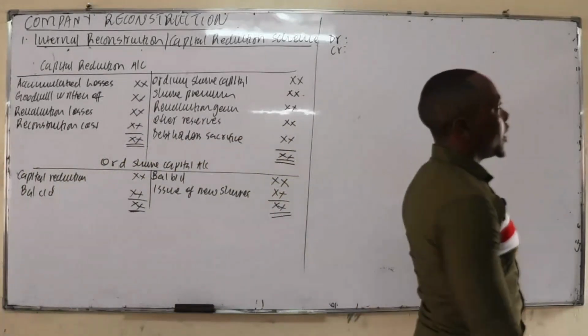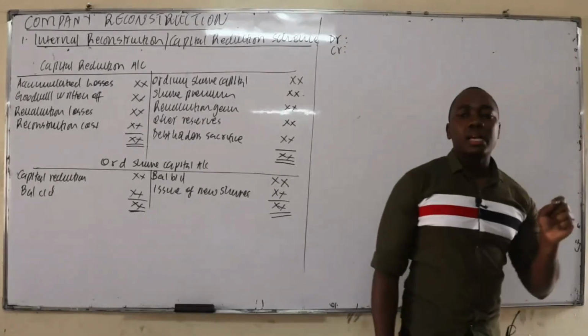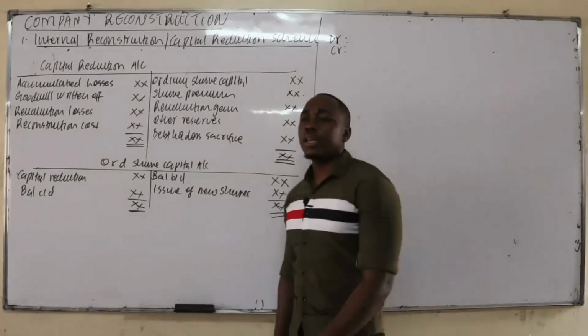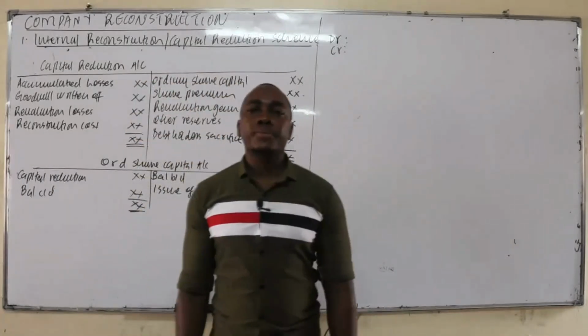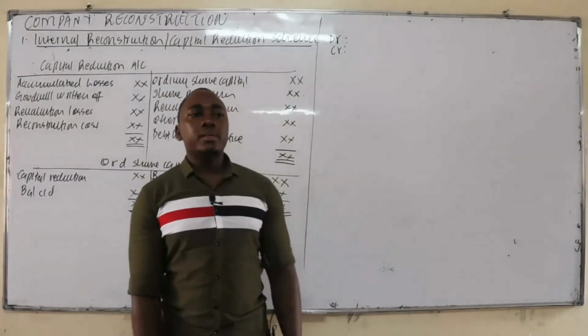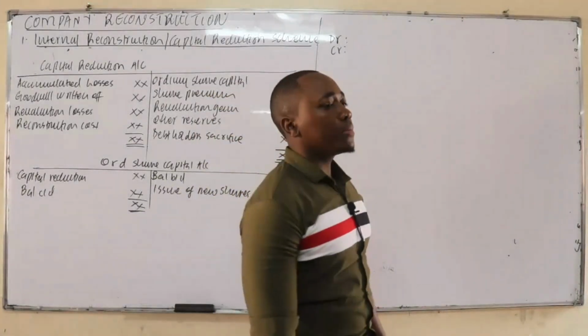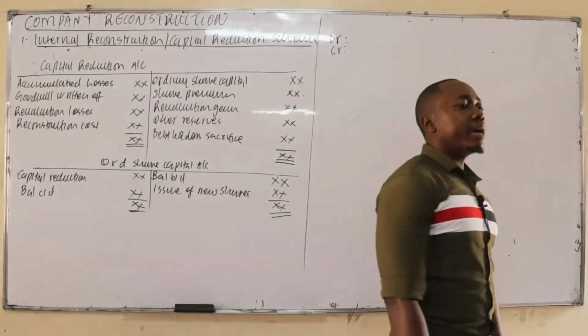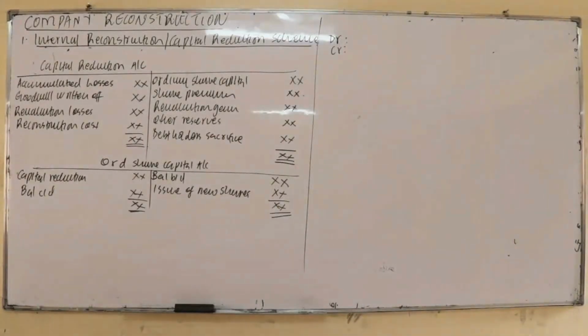Number three, with increase in asset value, you debit asset account, you credit capital reduction account.